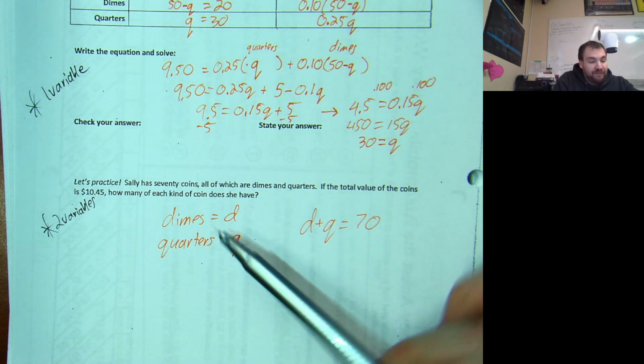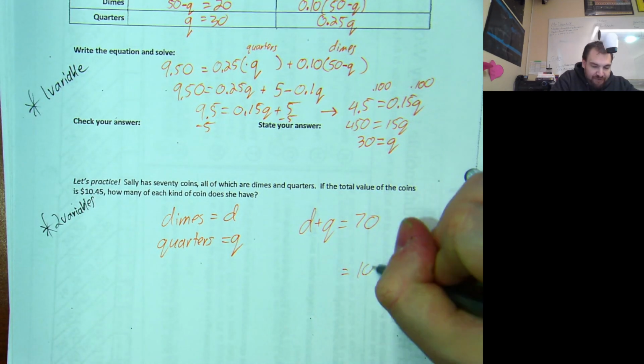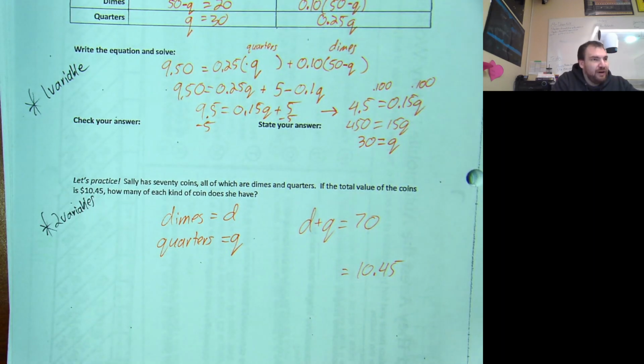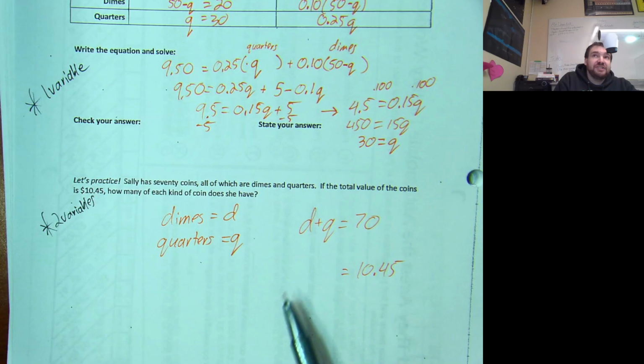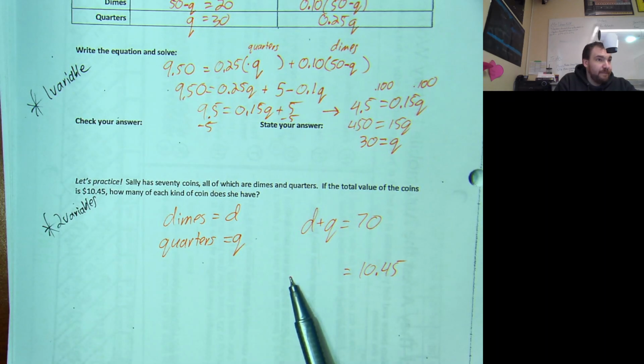Now I've got to go through and build my equation to express the value, not the number, the value of each coin. So what is this equation going to look like here? Yes, Carolyn, I know you know. I'll give someone else a shot.